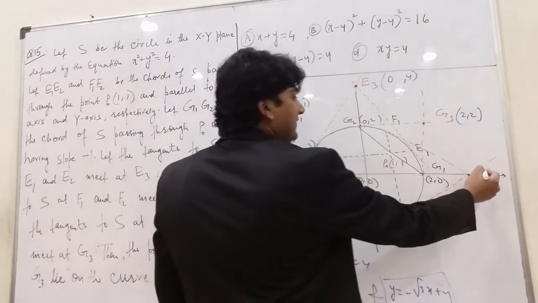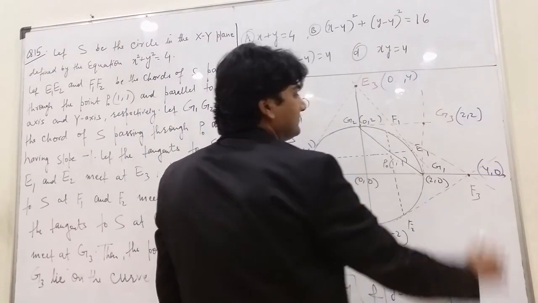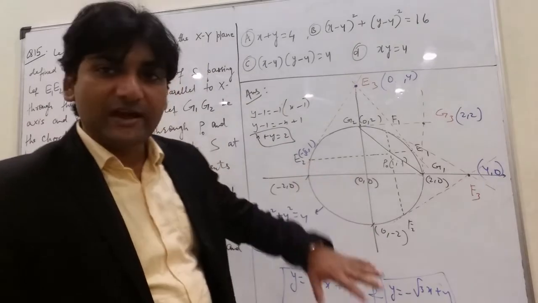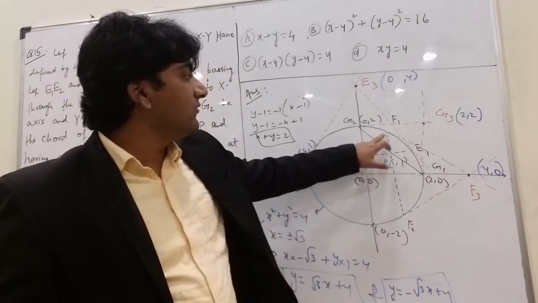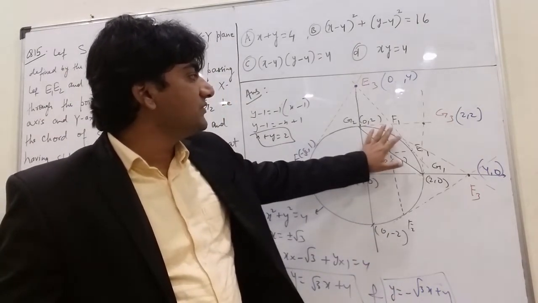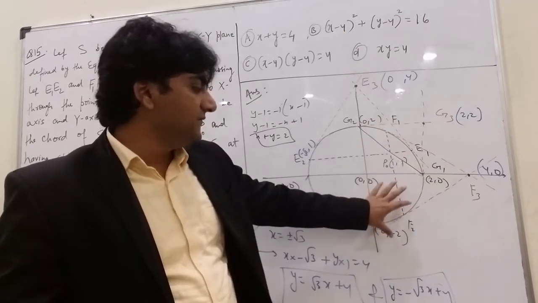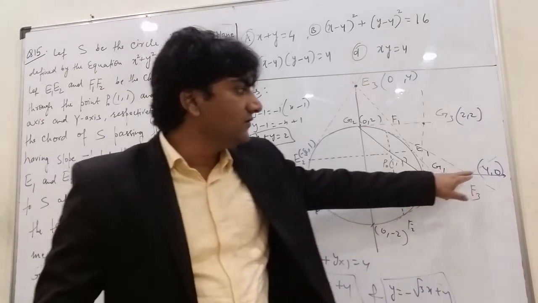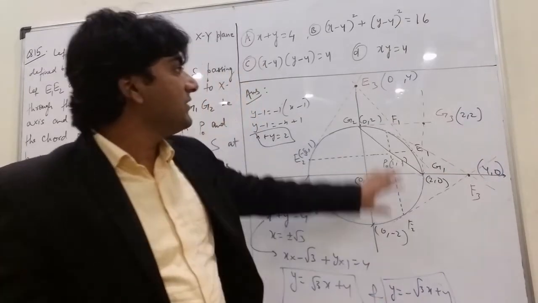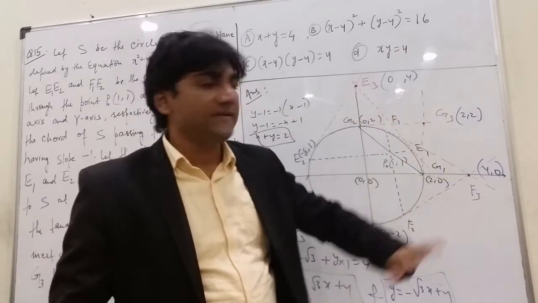Similarly, F3 you can find. This is 4, 0. How? I am explaining right here. This point would be x is 1, y is root 3. So 1, root 3. This is 1, minus root 3. Same way you will find two equations of tangents. You will solve. You will get 4, 0. So now we got points A3, G3 and F3.